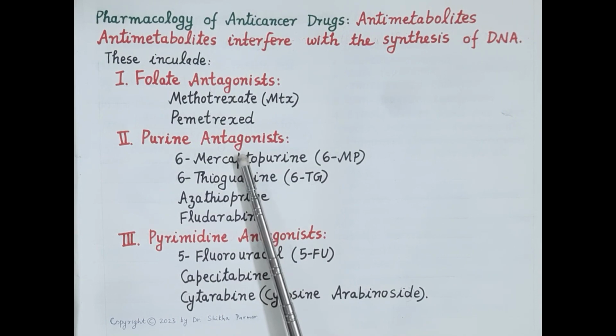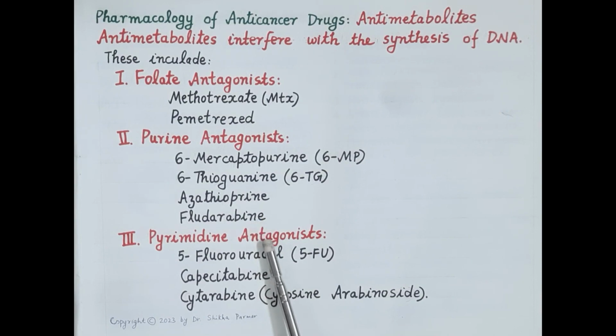Second class is purine antagonist. These drugs prevent synthesis of purines, namely adenine and guanine. Drugs are 6-mercaptopurine, 6-thioguanine, azathioprine and fludarabine. Then third class is pyrimidine antagonist. Drugs included in this class are 5-fluorouracil, capecitabine, cytarabine, that is the cytosine arabinoside. So this is a classification of antimetabolites.